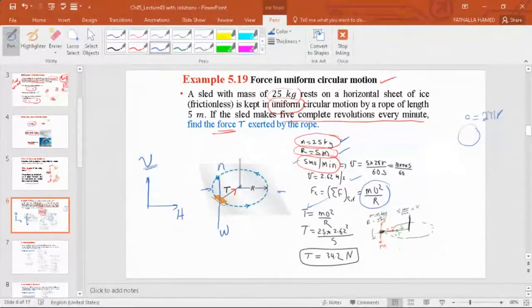So to calculate the tension, it will be 25 times 2.62 squared over 5. And this gives you 34.2 newtons. And now you've calculated the tension in the rope that makes the sled go 5 revolutions in 1 minute.